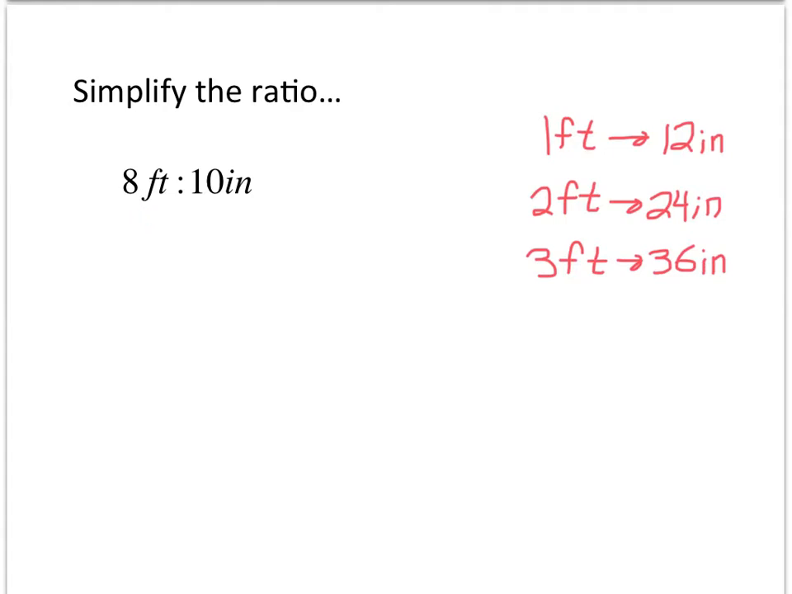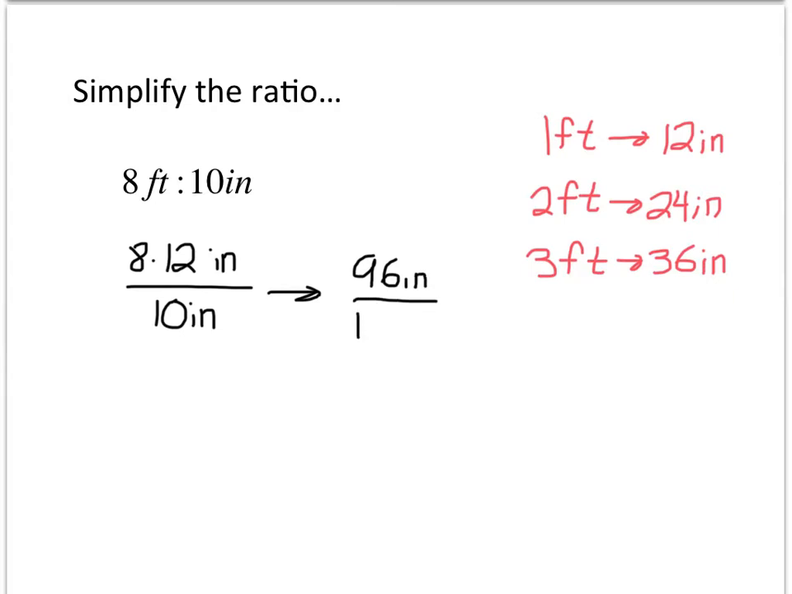So I'm going to convert this. First, I'm going to change 8 feet into 8 times 12, and this is now going to be in terms of inches based on the pattern we just observed. And now the denominator is still 10 inches. So I've rewritten it as a fraction, and now also they're both in terms of inches. So I recognize that 8 times 12 is really 96 inches over 10 inches.